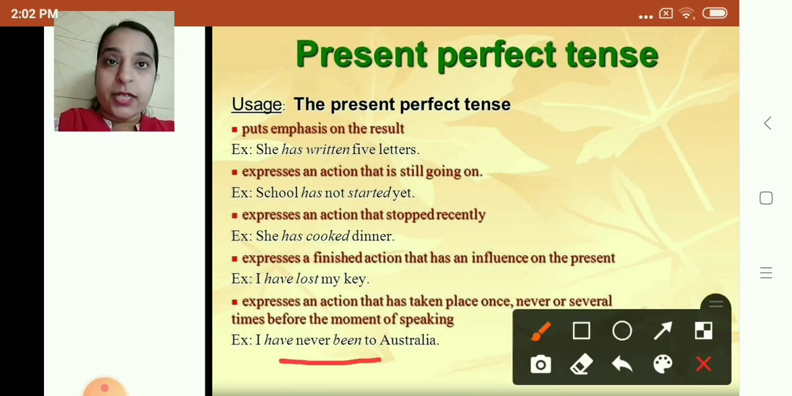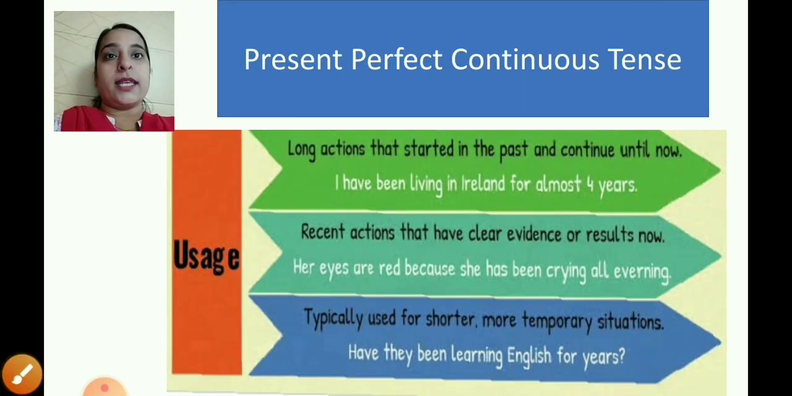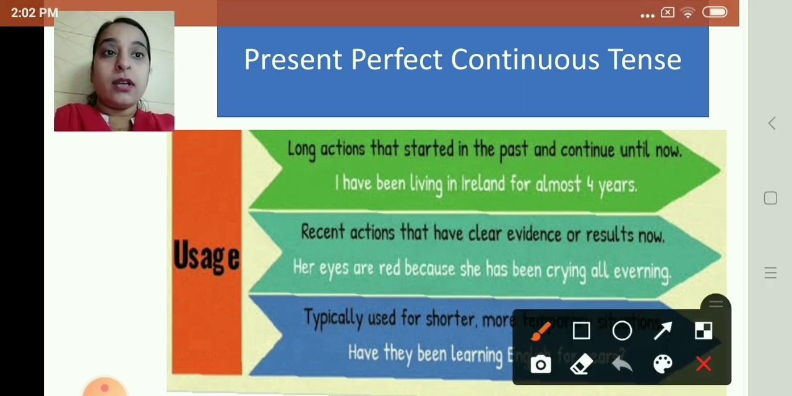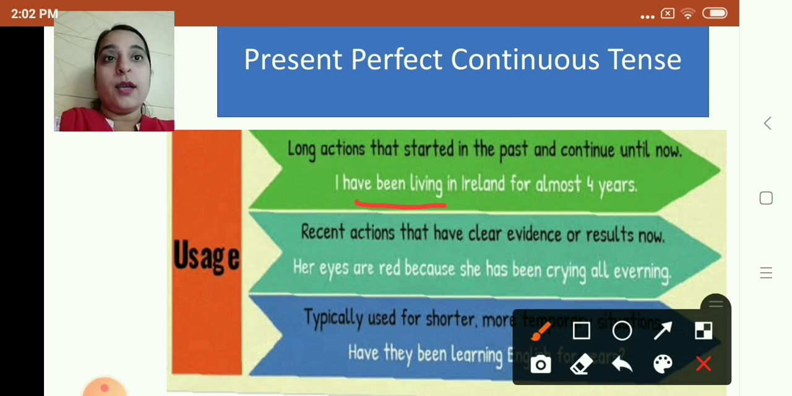So children, with present perfect tense you have to use has, have and past participle. Remember that. Now next, present perfect continuous tense. Let us learn about the usage of present perfect continuous tense. Long actions that started in the past and continue until now. I have been living in Ireland for almost 4 years. So have been living. Present perfect continuous, you have to use have, been and ing to the verb.